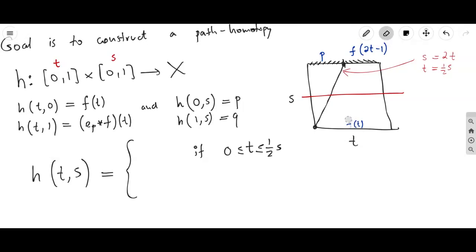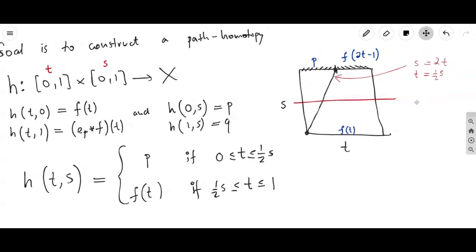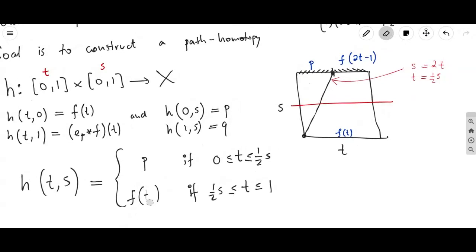So look at this. When you're on the left side of the divider, it should be equal to P. So let's just set that equal to p. So that would just be p. And if you are on the right side of the divider, so t between a half s and 1, this is the part that's a little bit tricky. It's not as easy as it seems. At first you might say, oh, let's set it equal to f of t. So here's the problem. You cannot just naively set it equal to f of t. Unfortunately, that's not going to work.